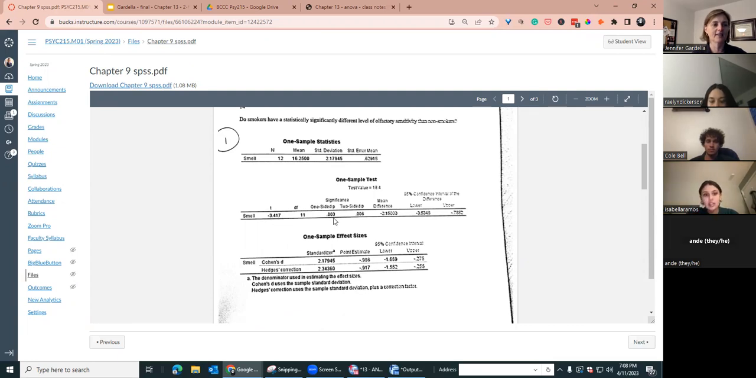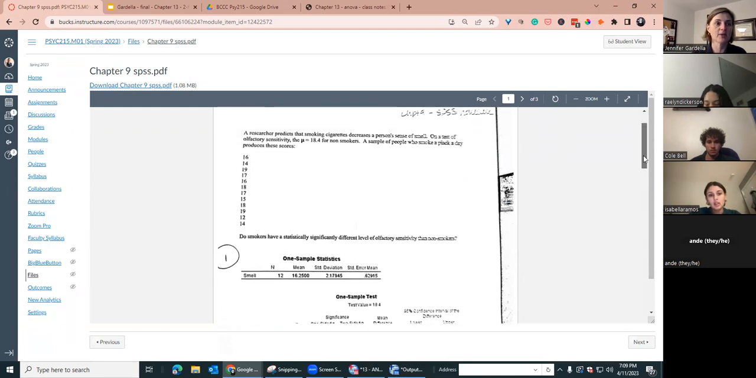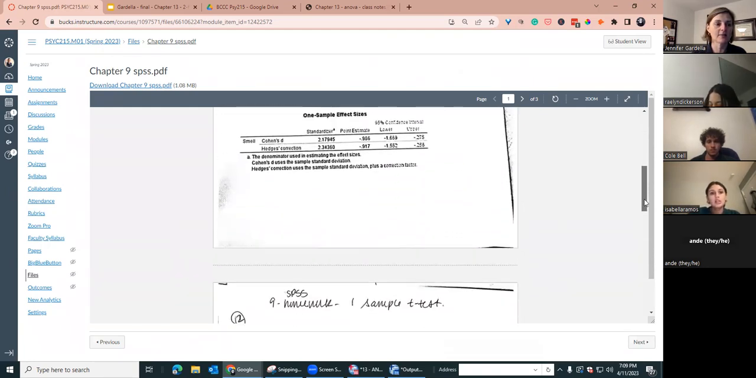This is significant, one-sided and two-sided. It didn't matter how we ran it. Know the difference. And it's going to be significant at 0.01 or 0.05. Here is your Cohen's d. It's negative 0.986. We take the absolute value of this. This is very significant. So we would say here that smoking definitely decreases your sense of smell.